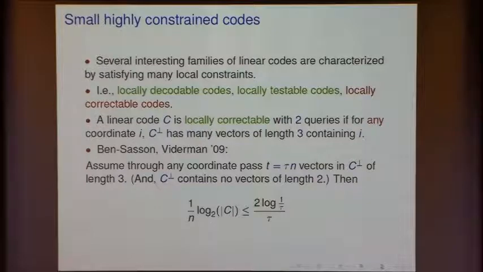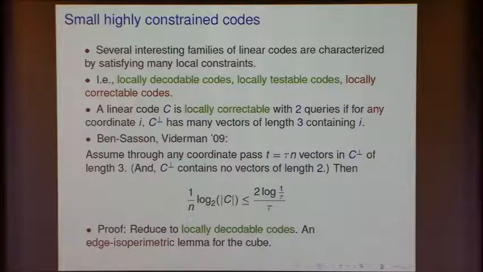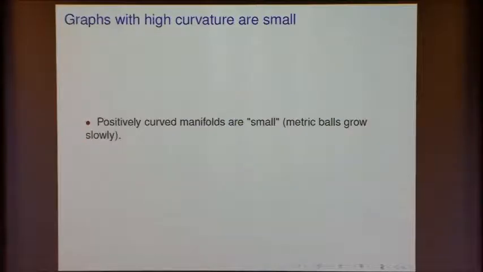I guess if this number tau is a constant, so we have linearly many vectors, this was already known, but for some range of values of tau this was not known. This is explained in the paper of Michael and Eli. The proof goes like this: you reduce to locally decodable codes, which is a weaker notion, and you prove a new variation of the Edge Parametric Lemma, which requires a certain amount of work. So let us try and prove it using this curvature idea.